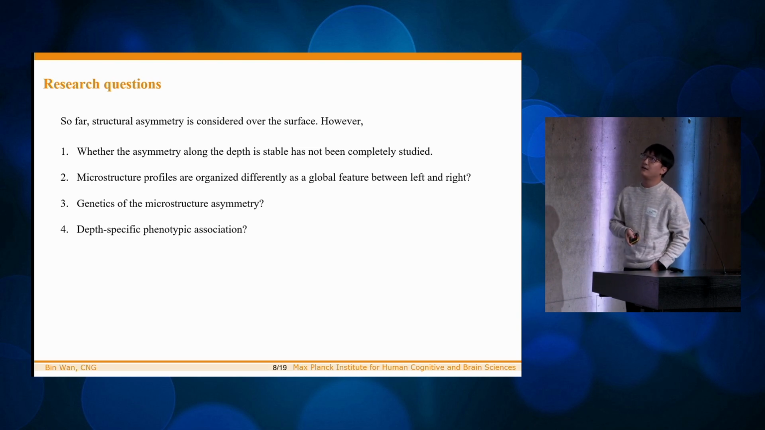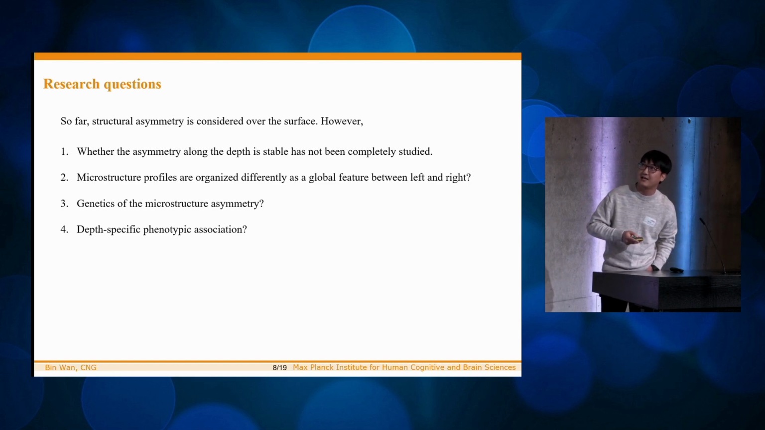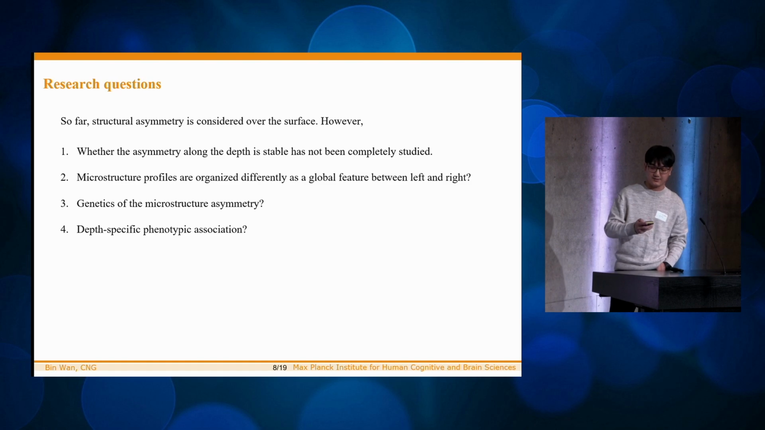So far, the structural asymmetry is only considered over the surface. However, whether this asymmetry can vary along the cortical depths is still understudied, and how the microstructure profiles are organized differently between the left and the right hemisphere is also understudied, and whether this kind of microstructure asymmetry is under genetic control. And finally, I will study the depth-specific behavior association.